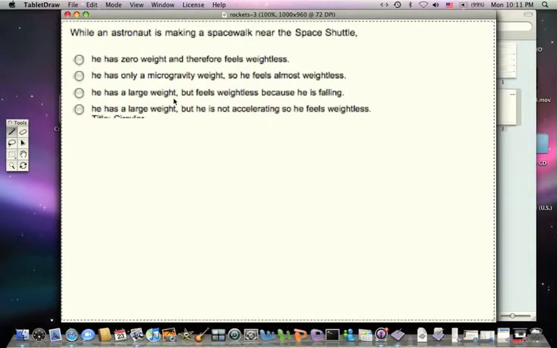Third one. While an astronaut is making a spacewalk near the space shuttle, 1, he has 0 weight and therefore feels weightless. 2, he has only a microgravity weight, so he feels almost weightless. 3, he has a large weight but feels weightless because he's falling. 4, he has a large weight but he is not accelerating, so he feels weightless.